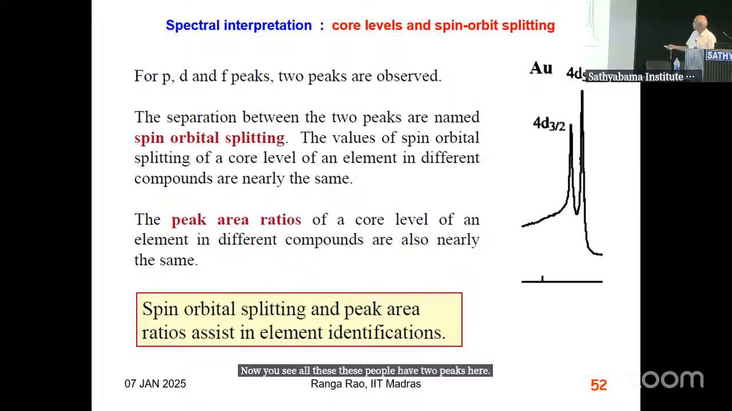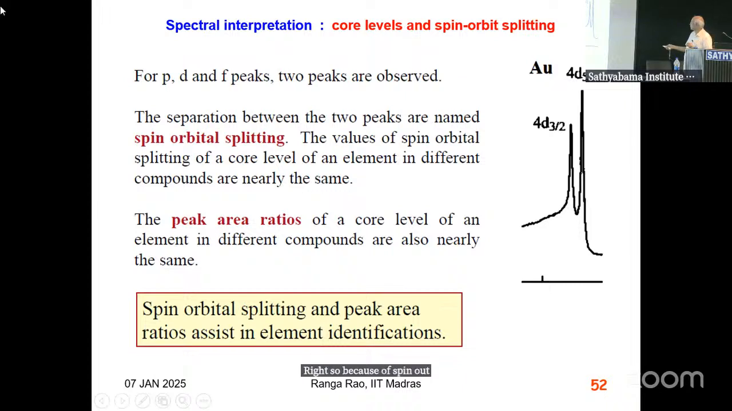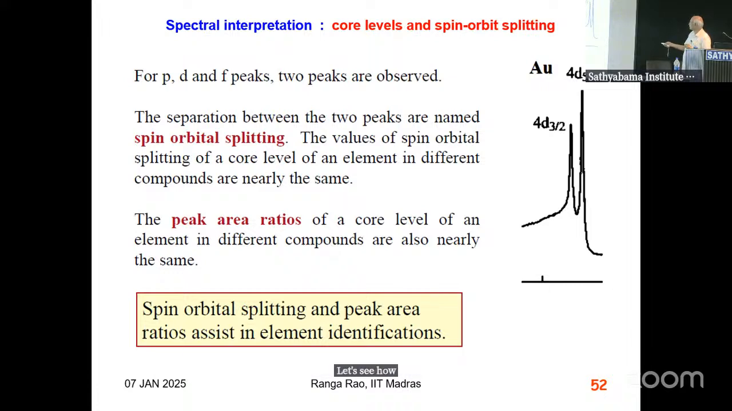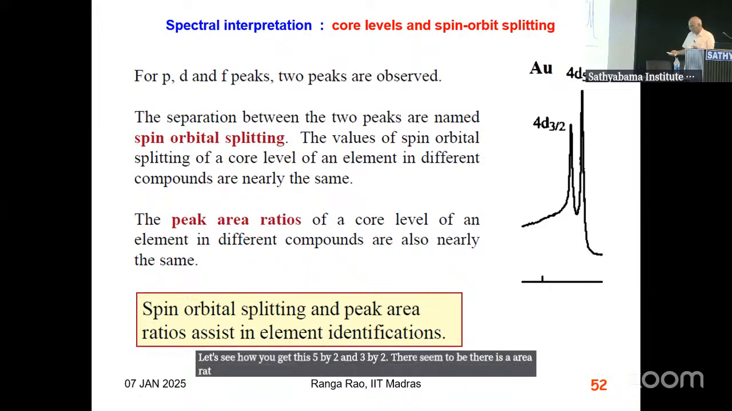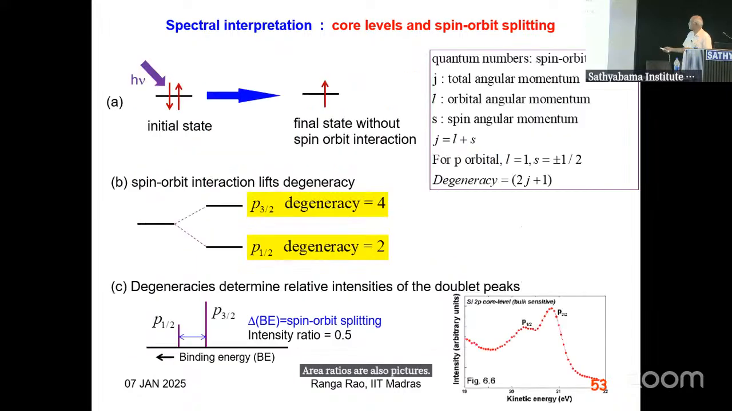Now you see all these will have 2 peaks here. So this separation, what is the phenomenon called? Spin orbit splitting, right? Because of spin orbit splitting, you get 2 peaks, with a notation 4D 5/2 and 4D 3/2. Let's see how you get this 5/2 and 3/2. The area ratios are also fixed here. This is the reason why it happens.